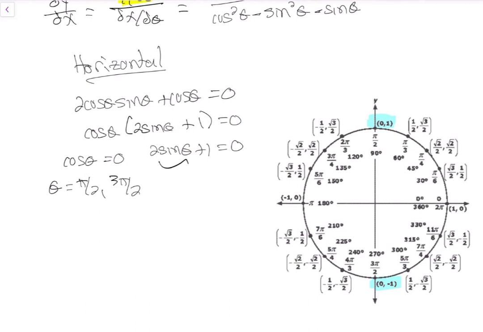And then this equation is, where is sine theta equal to negative 1/2. So sine is going to be equal to negative 1/2 here, which is 7 pi over 6. And then it's going to be equal to negative 1/2 here, which is 11 pi over 6. So I'm going to have theta being 7 pi over 6 and 11 pi over 6.